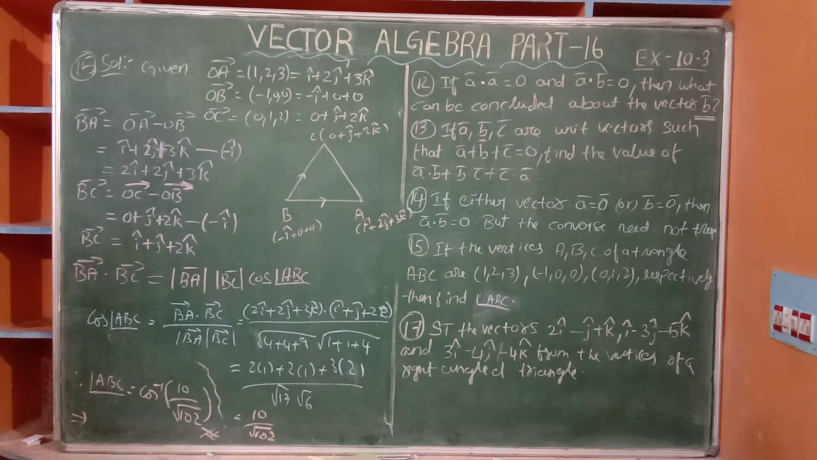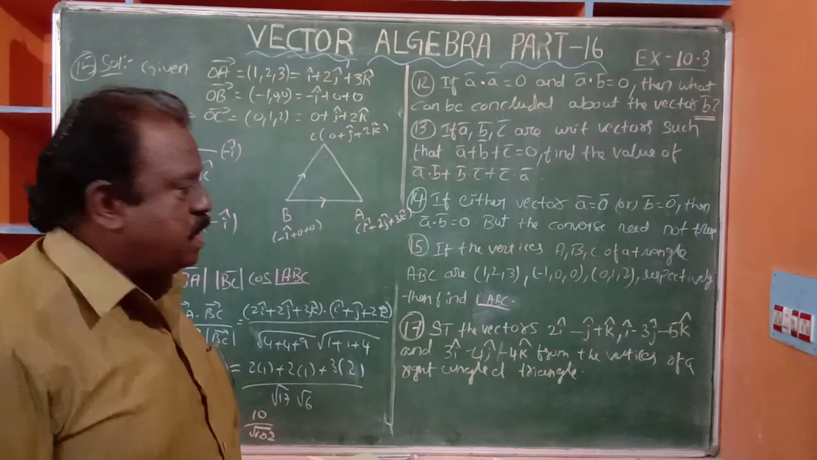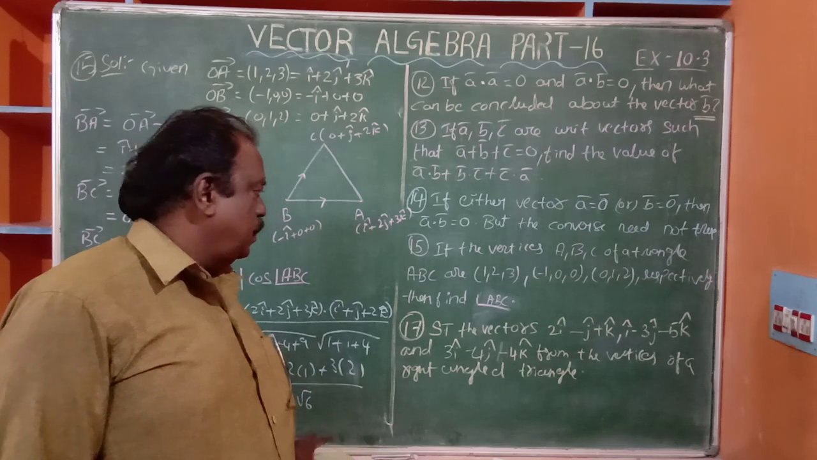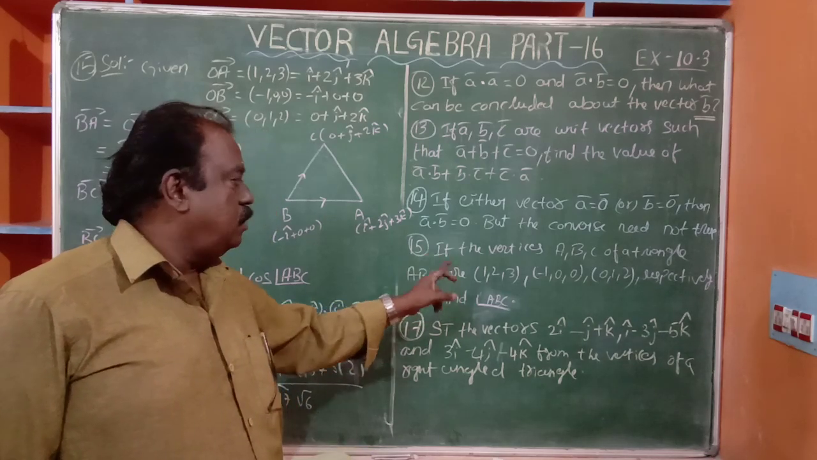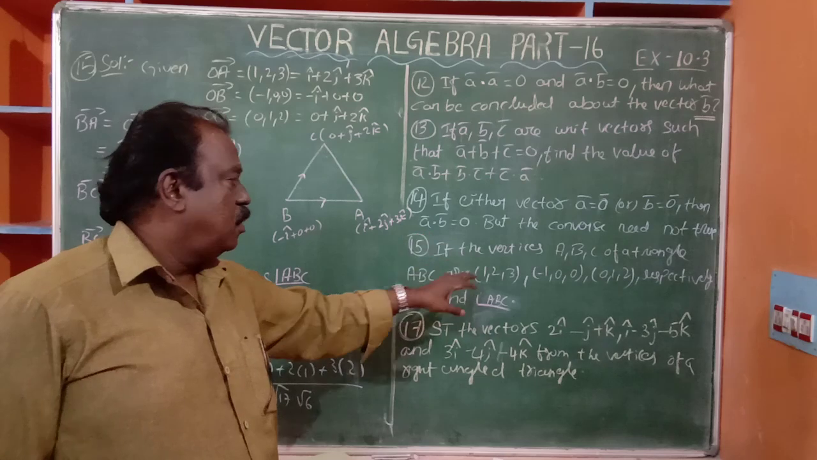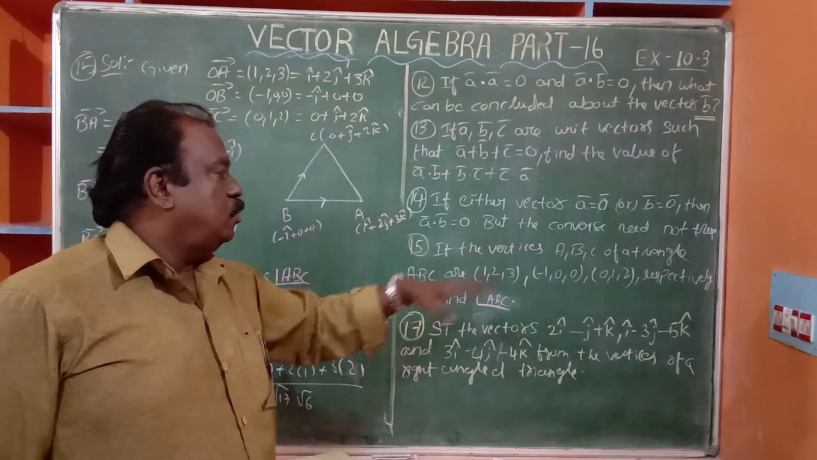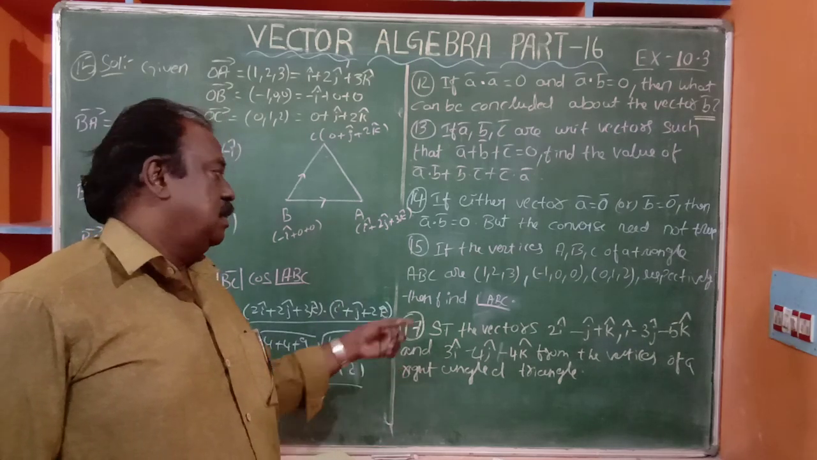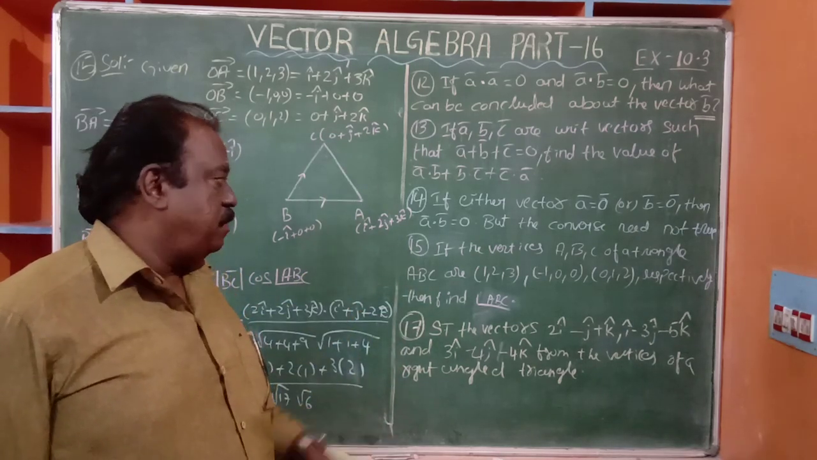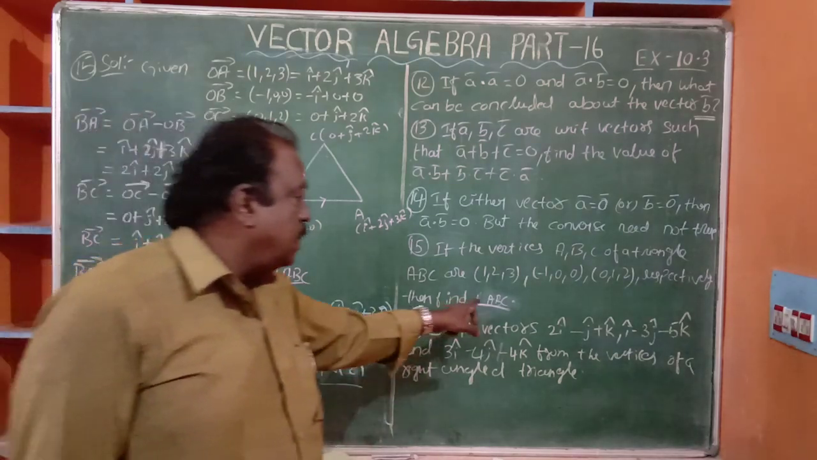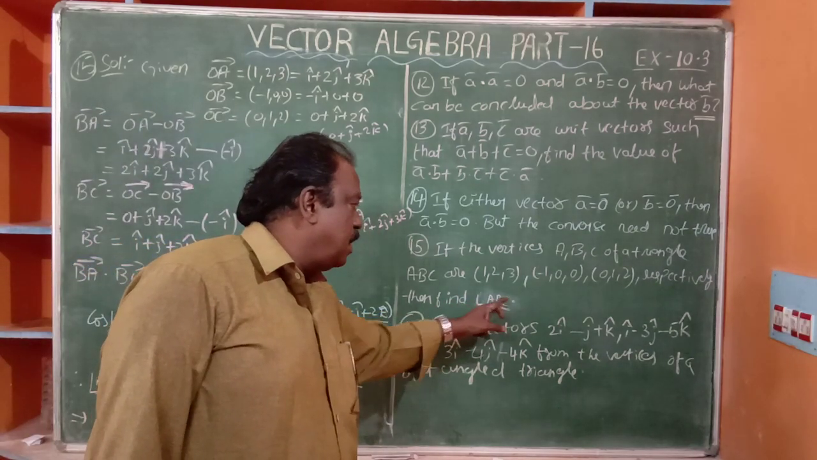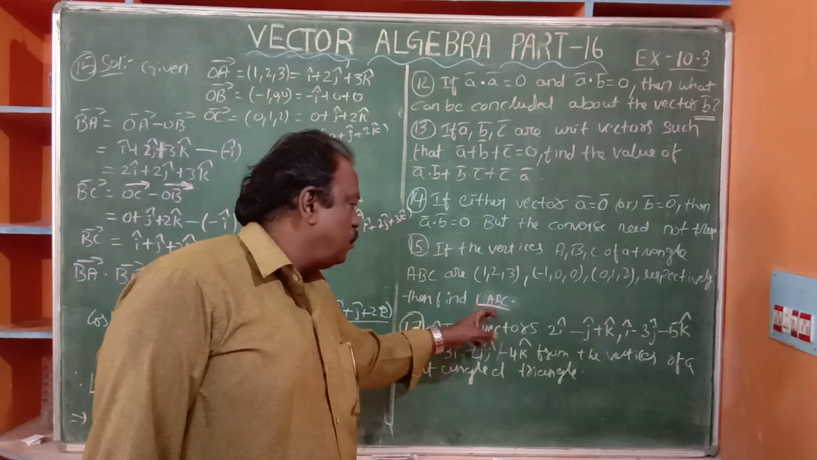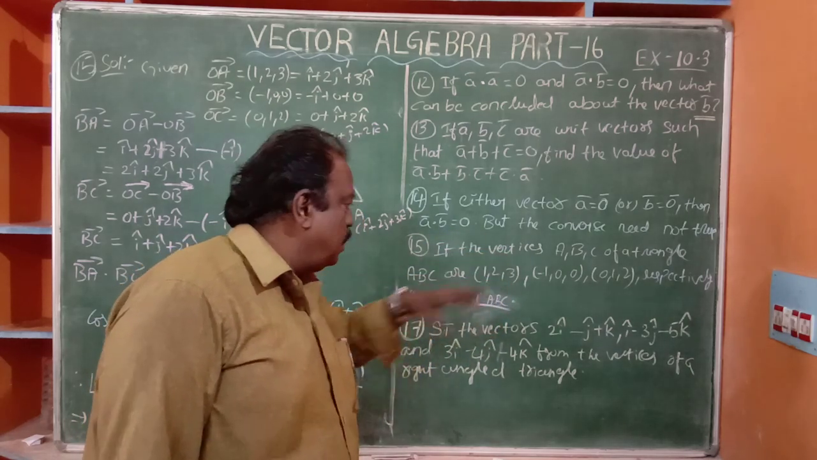Okay. Next we are going to solve the 15th problem. If the vertices A, B, C of a triangle ABC are given, with coordinates 1, 2, 3, minus 1, 0, 0, and 0, 1, 2 respectively, then find the angle ABC. Angle ABC means the angle at B, the angle between A and C. ABC angle means it is angle B. We have to find the angle B.